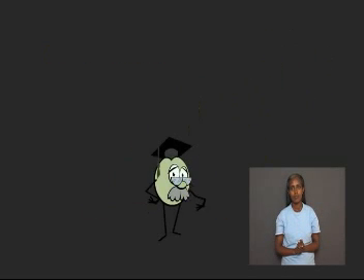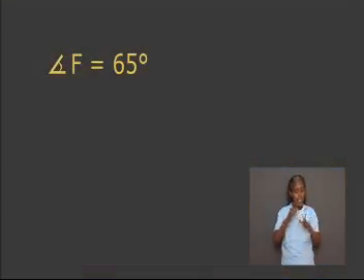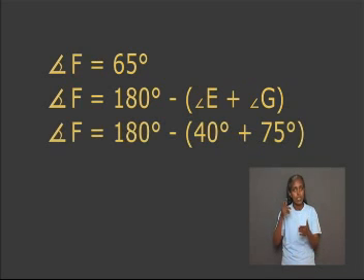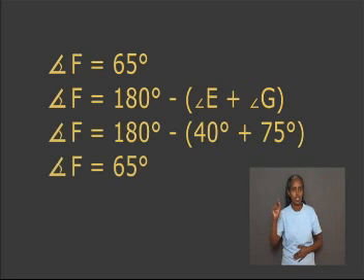Time's up! Let's get back to our lesson. Hello, students. Please compare your answers to these. Angle F is equal to 65 degrees. If we add together angle E and angle G and subtract this number from 180, we get 65 degrees.